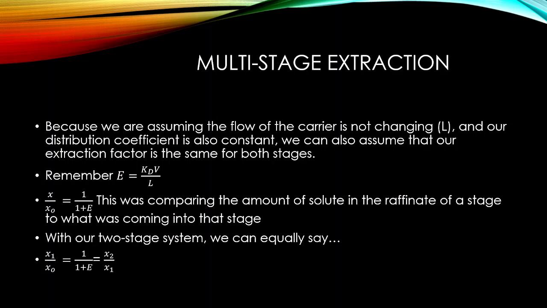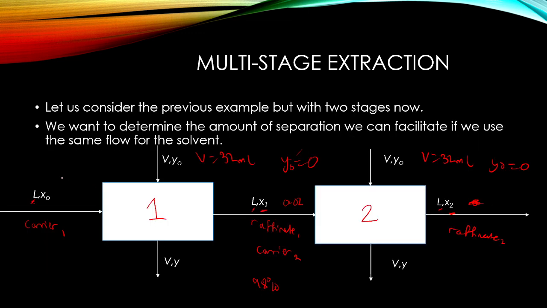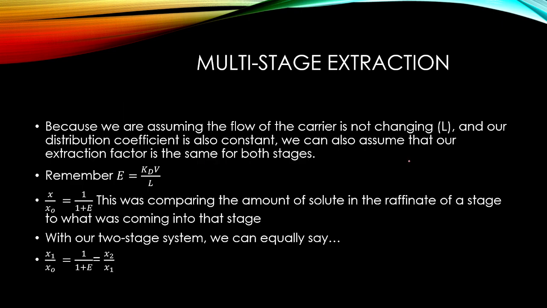One thing to note is that since the flow of the carrier solution isn't changing, the L is the same here, here, and here. And since we are using the same volume of solvent as in the previous question, so the same V here and here, and since our partition coefficient is also not going to change, it means that our Kd, our V, and our L are constant. So our E is going to be the same for both stages.